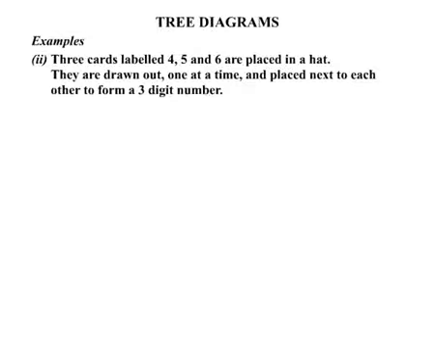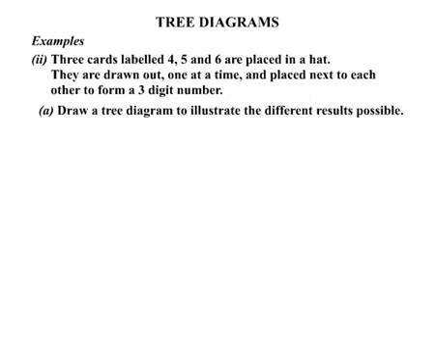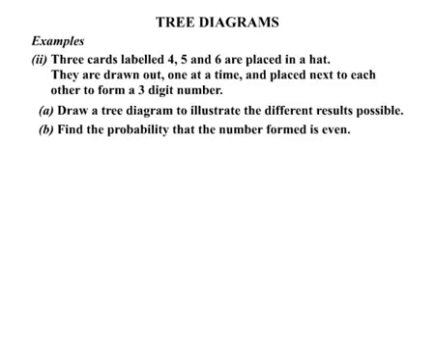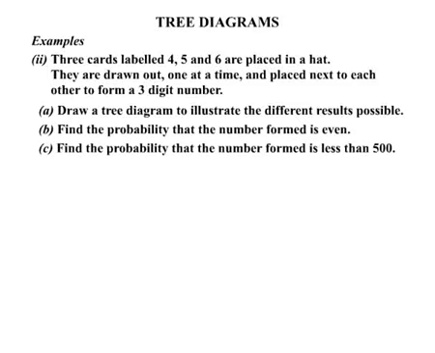Our second example now. 3 cards labelled 4, 5 and 6 are placed in a hat. They are drawn out one at a time and placed next to each other to form a 3-digit number. Now again, we need to draw a tree diagram to illustrate the different results possible. Then we're going to find the probability that the number formed is even. And finally find the probability that the number formed is less than 500.